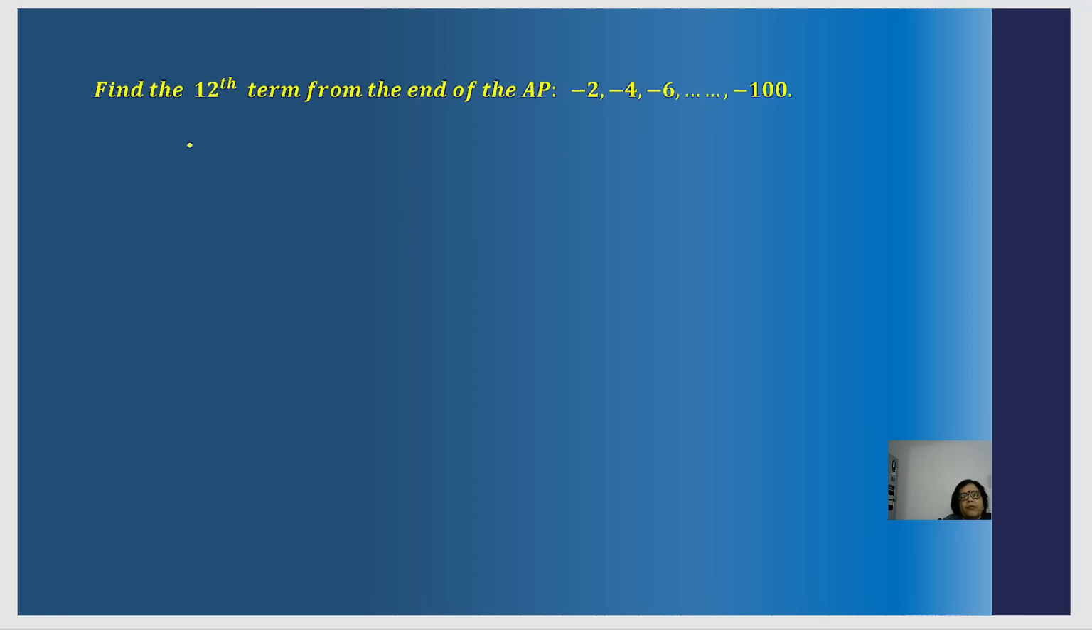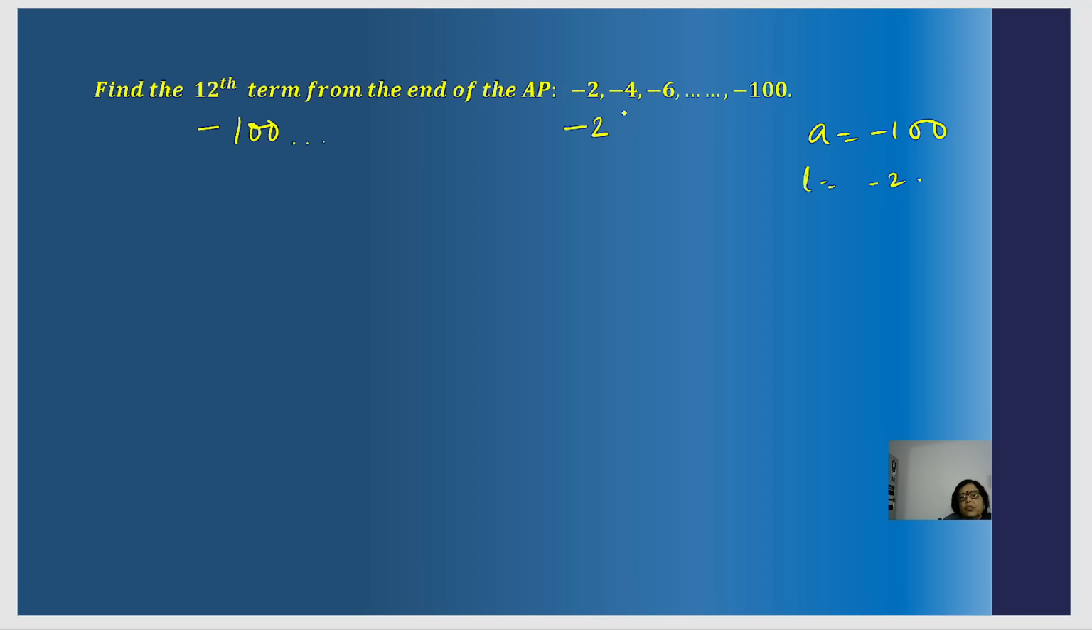The next question is: find the 12th term from the end of the arithmetic progression minus 2, minus 4, minus 6, up till negative 100. So this of course is a decreasing sequence, but whenever we have to find the term from the end, we can easily do the solution by reversing the particular AP. So here I'll rewrite this AP in this format, considering minus 100 as the first term and minus 2 as the last term. So here we get the first term A equal to negative 100 and the last term L is of course minus 2.